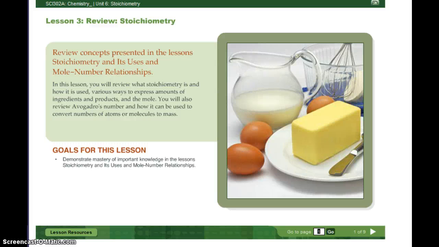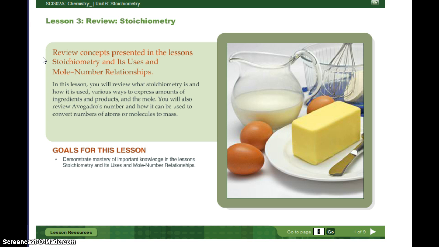This lesson is the 6.03 Review Stoichiometry and preparing for the 6.03 quiz. Lesson 3, Review Stoichiometry. Review concepts presented in the lesson stoichiometry and its uses and mole-number relationships.